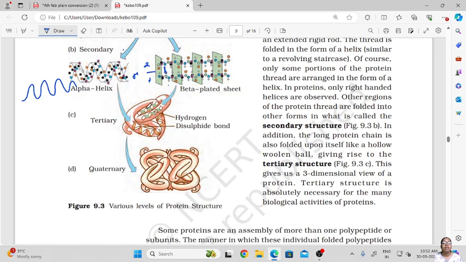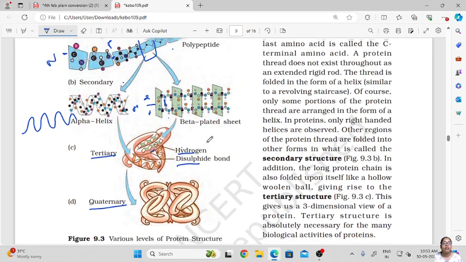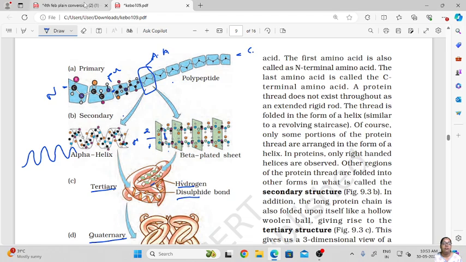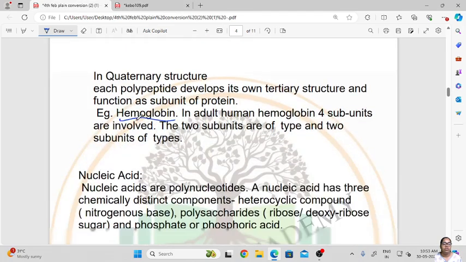The tertiary one, it is like this chain is then folded, and this will be folded and this will be held by hydrogen and disulfide bonds, and this will form a 3D structure like this, and this is called the tertiary one. And further coiling of the tertiary protein structure forms what? The quaternary structure. So this is caused by refolding of the tertiary structure. So this was about the structure of proteins. So different structures of protein.